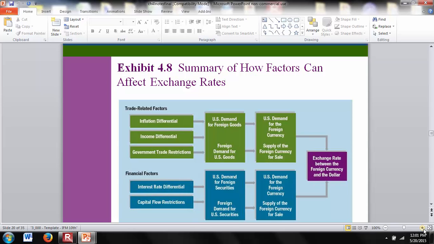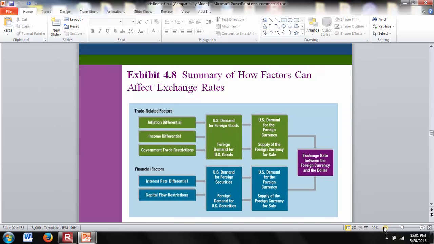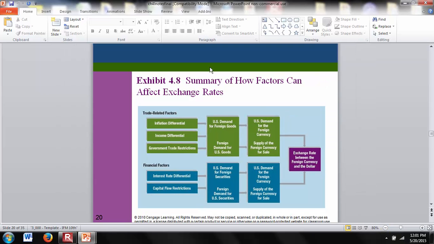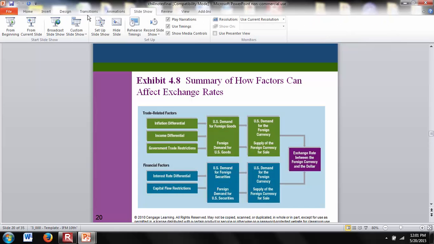Now, what are the financial factors? The financial factors are the interest rate differential and the capital flow restrictions. And in this case, whenever the interest rates in the US, we are talking about the real rates, are higher than the interest rates, let's say, in Japan, chances are people in Japan want to invest in the US. And because of that, the dollar should appreciate. And the last one is capital flow restriction. So here, if the Japanese government says that you cannot convert the Japanese yen into US dollars, it means that there's going to be less demand for the US dollar, and that can put downward pressure on the US dollar. So these are, I think, the main variables we talked about in this chapter.